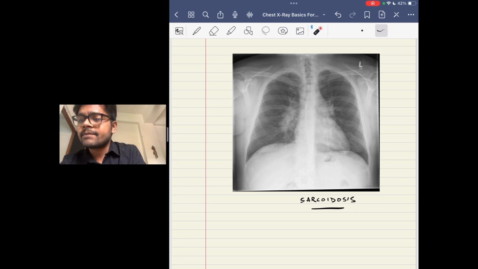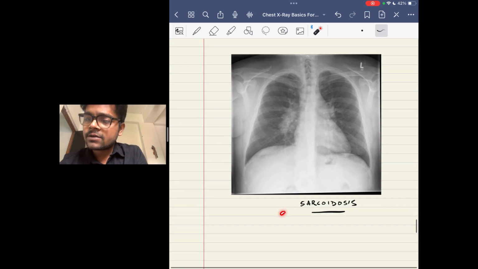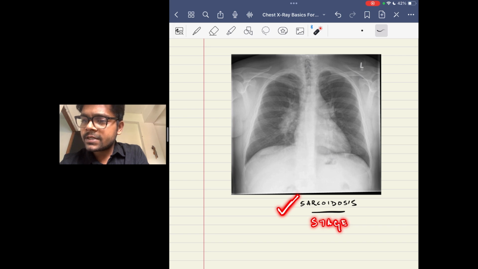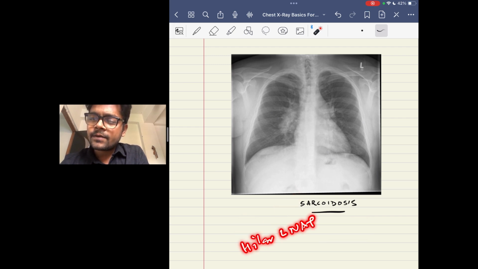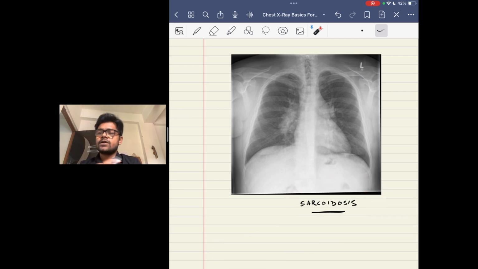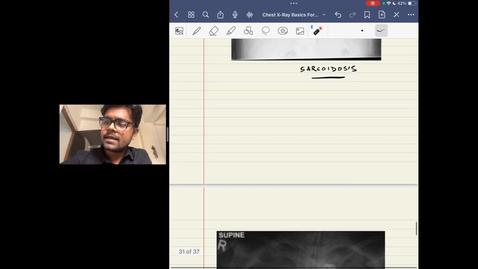Of course, there can be many other diagnoses, but sarcoidosis, it is stage 1 sarcoid which presents with bilateral hilar lymphadenopathy. Right. So this is bilateral hilar lymphadenopathy in sarcoidosis. Can be asked in the exams.